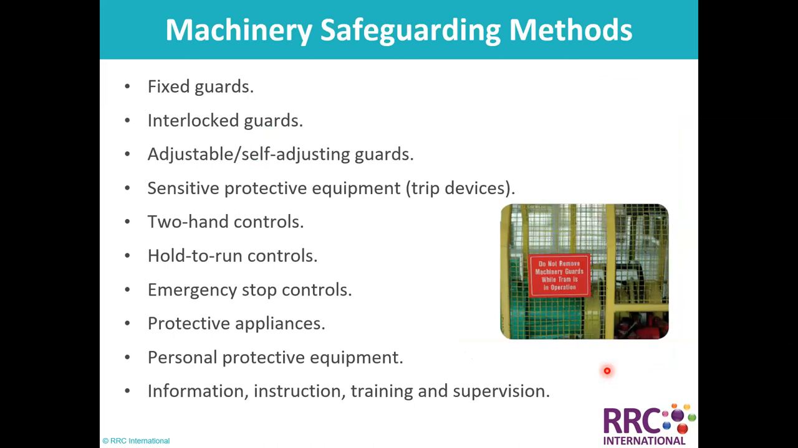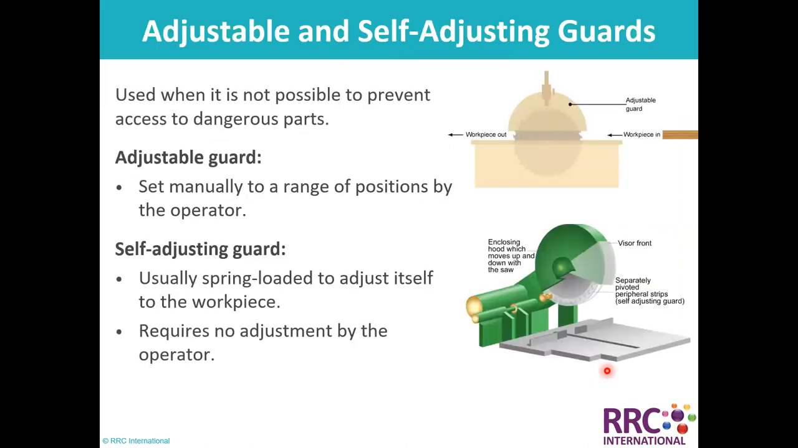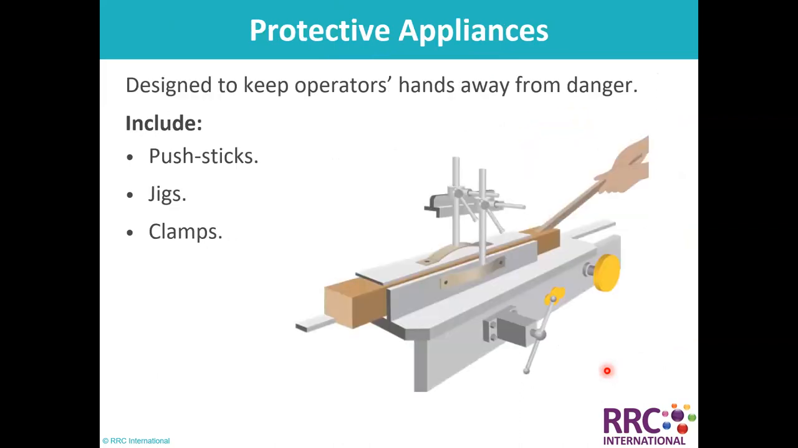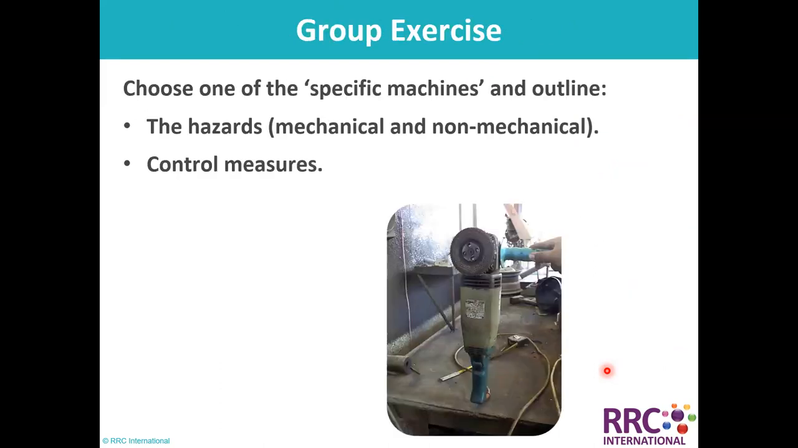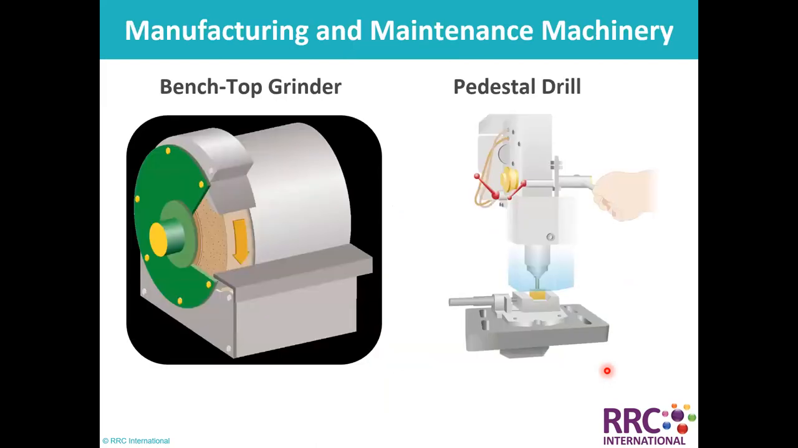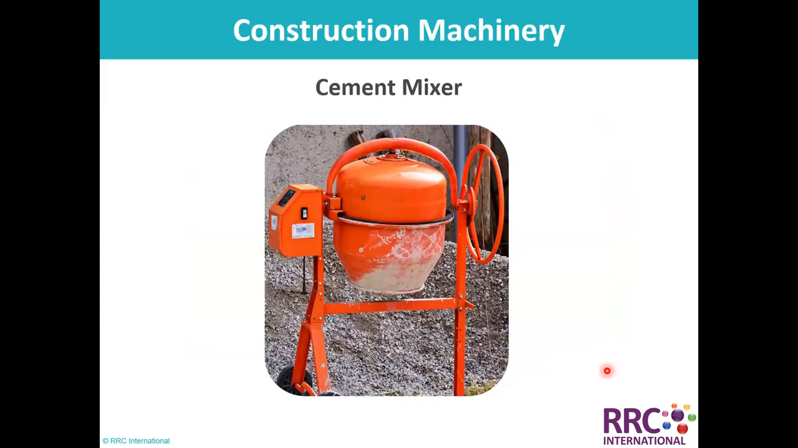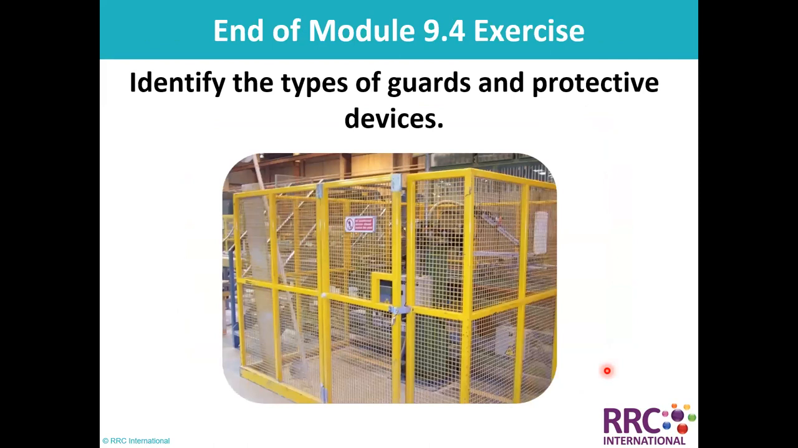We identified different kinds of guards, like fixed, interlock guards, and adjustable or self-adjusting guards. We identified trip devices or sensors, two-hand controls, emergency stop controls, then protective appliances like push sticks, jigs, or clamps. Then we took some examples from industrial machinery and tried to identify mechanical and non-mechanical hazards and how we are going to control them. Finally, we moved to the requirements for the guards and the safety devices. I hope this chapter was very easy and short, and that all the things are very well understood.